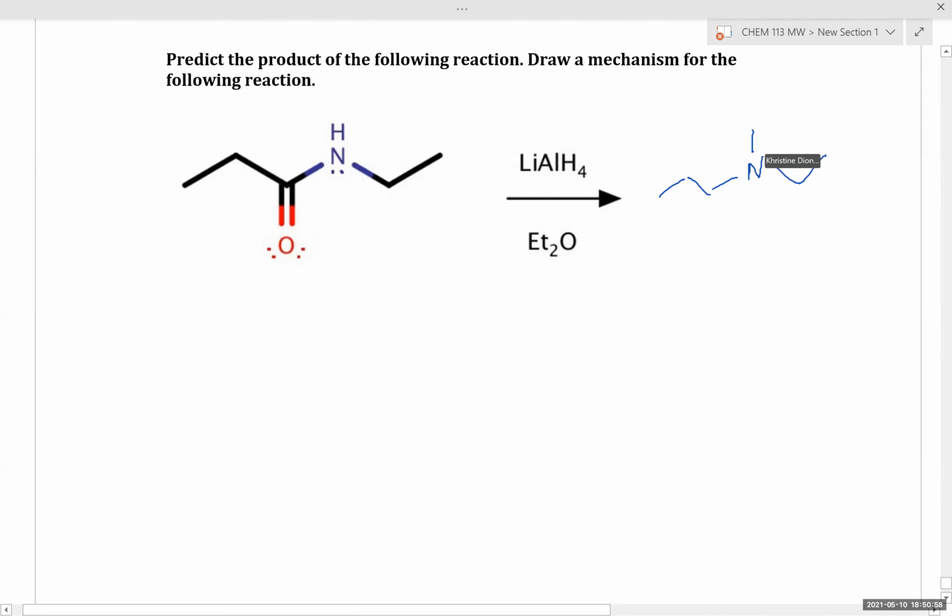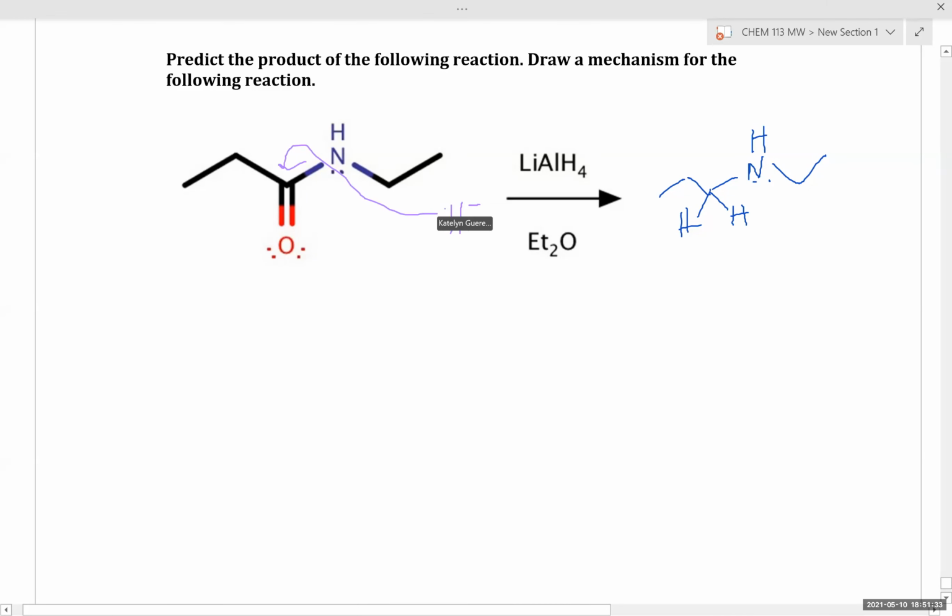So if we treat an amide with lithium aluminum hydride, after reduction, we get the corresponding amine. Wonderful. The predicted product proposed looks reasonable. Would anyone like to try and justify this predicted product by drawing a mechanism for this reaction? Would anyone like to try drawing a mechanism for this reaction?